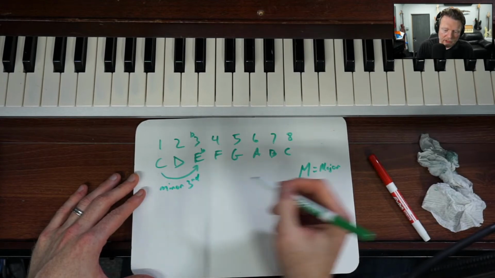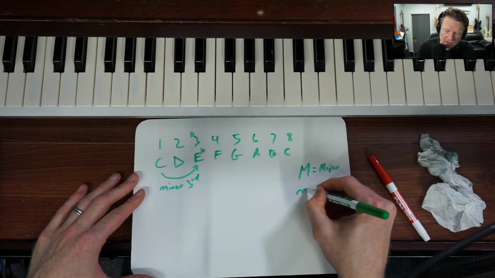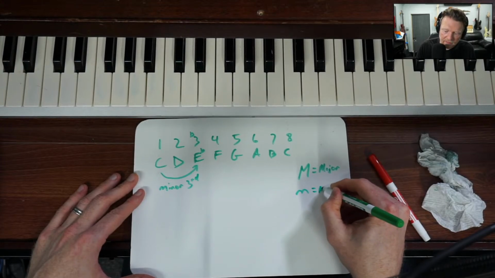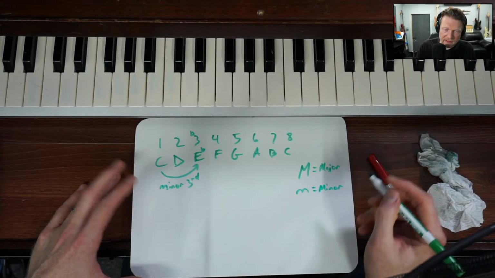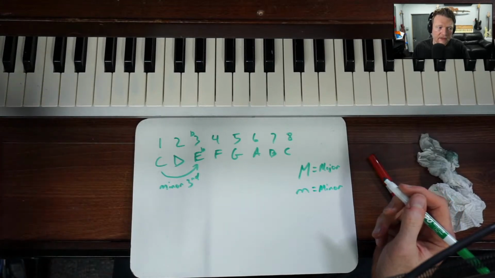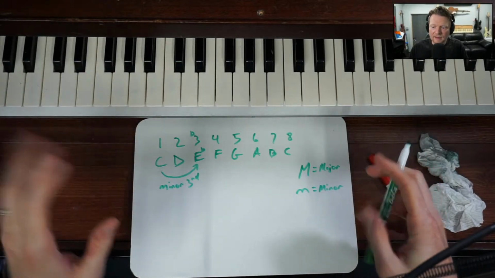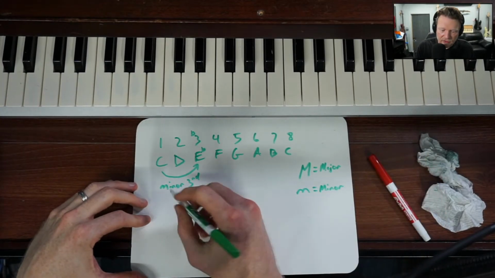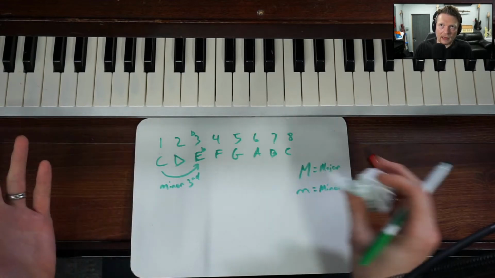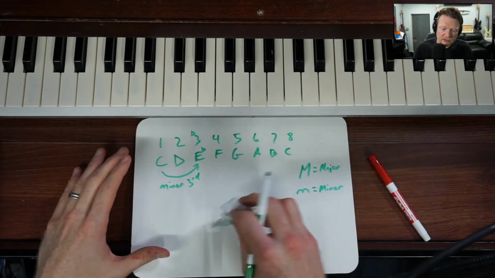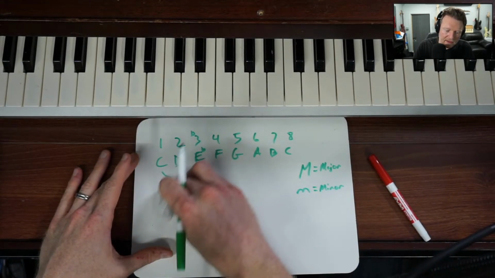Okay, and we are going to write this one with a lowercase m to distinguish minor. So big M is major, small m is minor. Hopefully that makes sense. Now here's where this gets great. Let me show you on the keyboard how this works. If you're thinking, oh, I don't want to think about jumps and minor thirds and steps like that, this is so easy.